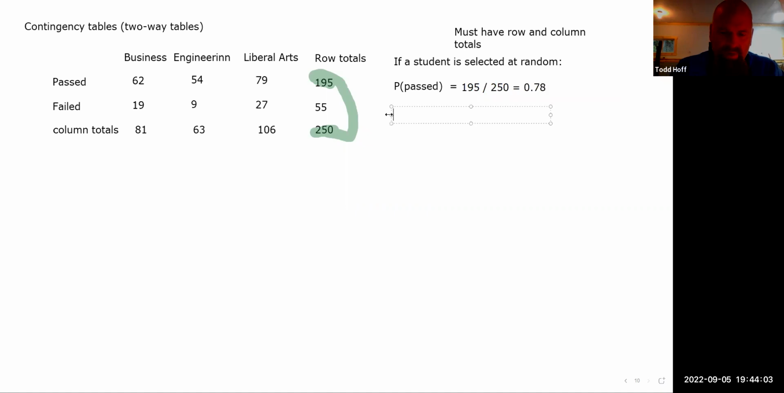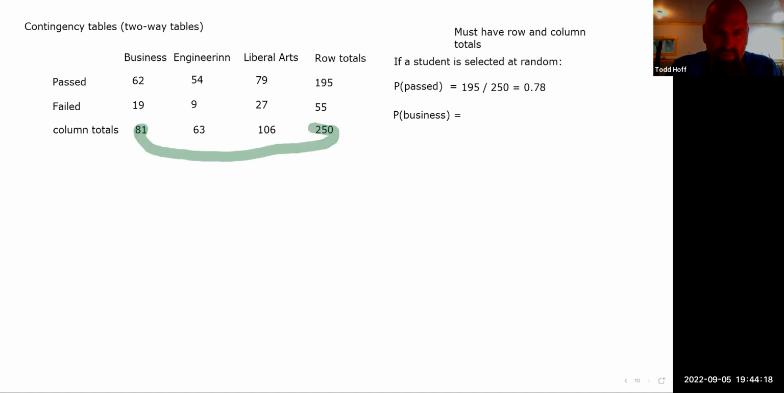Or what is the probability that a randomly selected student was from the School of Business? Oh, let's get rid of this marking here. We have a new one. So there's 81 from the School of Business out of 250 total. So that would be 81 out of 250. I believe that's 0.324 is that probability. So those are our simple probabilities. Let's do some compound events.